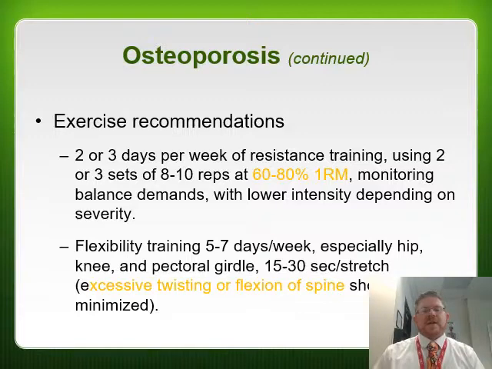Makes sense. Flexibility training, same as what we do for the normal population, 5 to 7 days a week, but especially in the hip, knee, and pec girdle. 15 to 30-second stretches are what you're going to want to use. Excessive twisting or flexion of the spine should be minimized, because that kind of stress and strain can actually lead to fractures, believe it or not, if their bone health is bad enough.